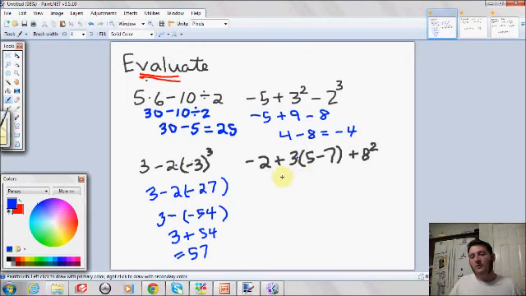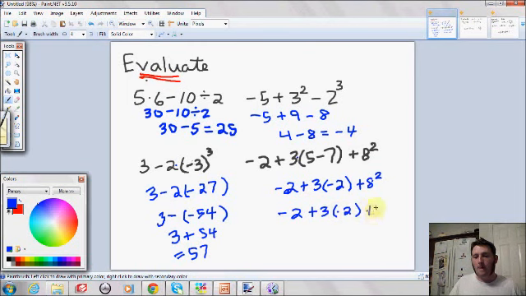So what we would need to do first here is inside the parentheses: 5 minus 7 is -2. And then we would need to follow the exponents next. So 8 squared is 64, 8 times 8. Now we need to do this multiplication next. 3 times -2 is -6.